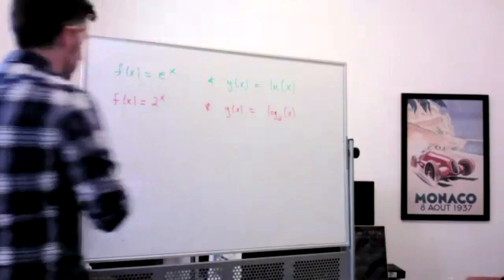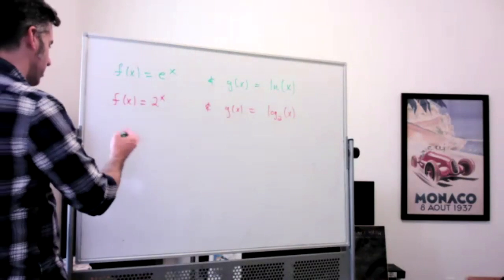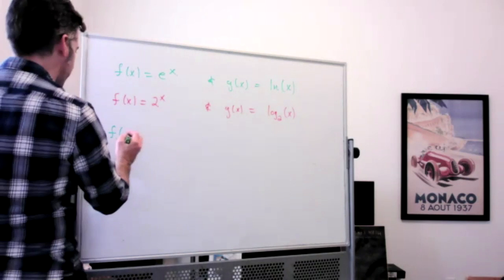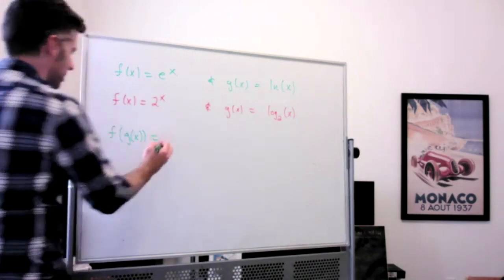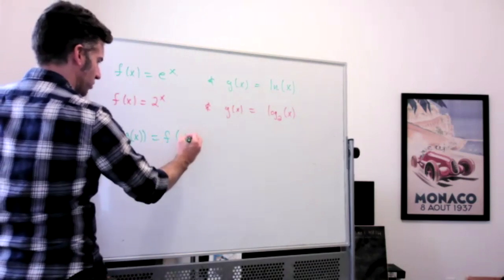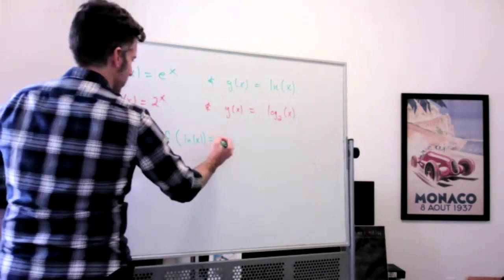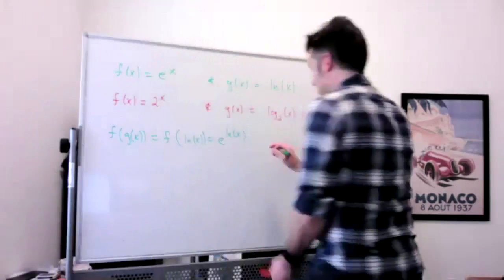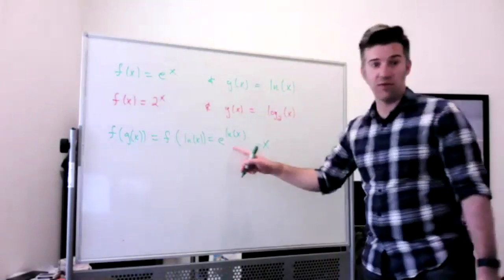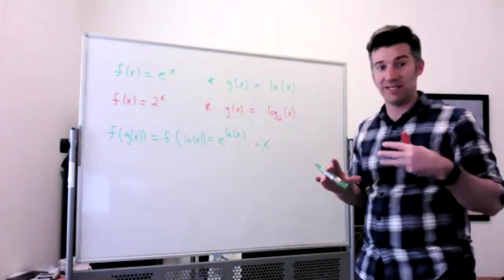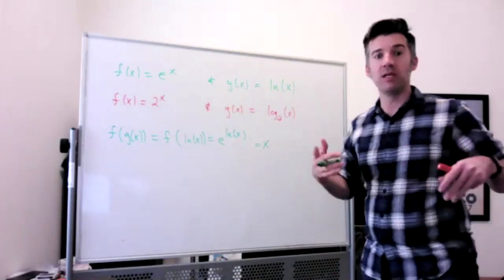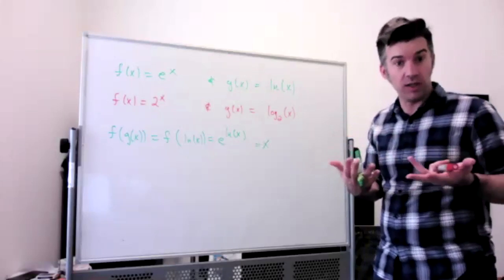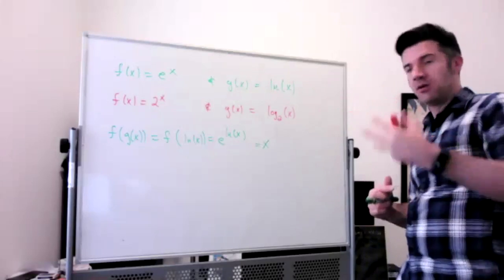So we can say for each of these, for the green ones, f of g of x equals f of the natural log of x, which equals e to the natural log of x. And we know that e to the natural log of x is just x. I would encourage you not to say that they cancel out. I would really encourage you to say that they undo each other, because it's not so much a canceling as an undoing. One of them does something, the other one undoes it.